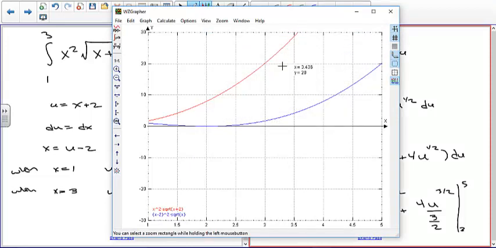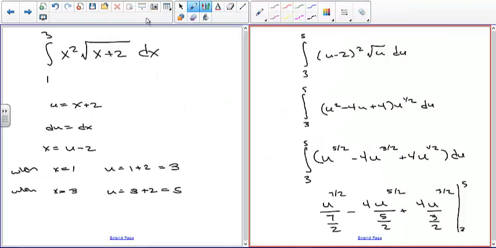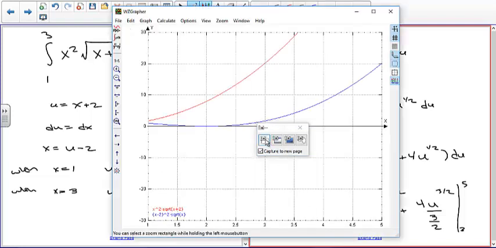So what that's saying, let me go ahead and grab that and put it on my smart board thing here. So we'll go there, we'll grab the screen.